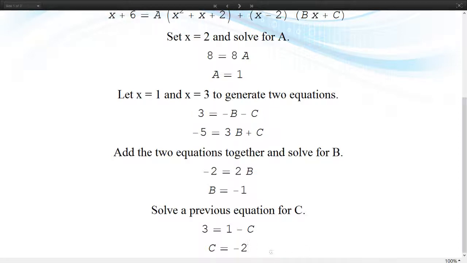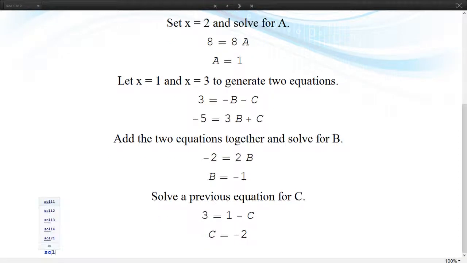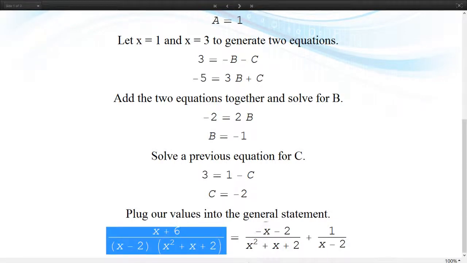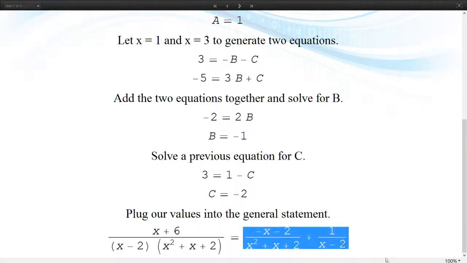And now we know a, b, and c, so we just have to plug those into our generalized fraction sum. So that's going to be solution 4 or 5, I think. Yes. And so we have that this fraction here is equal to the sum of these two fractions.